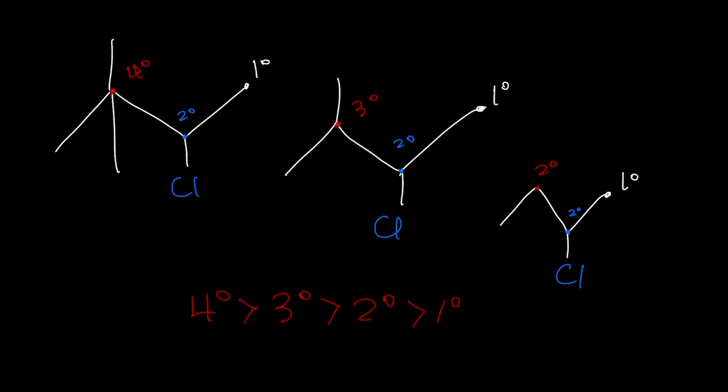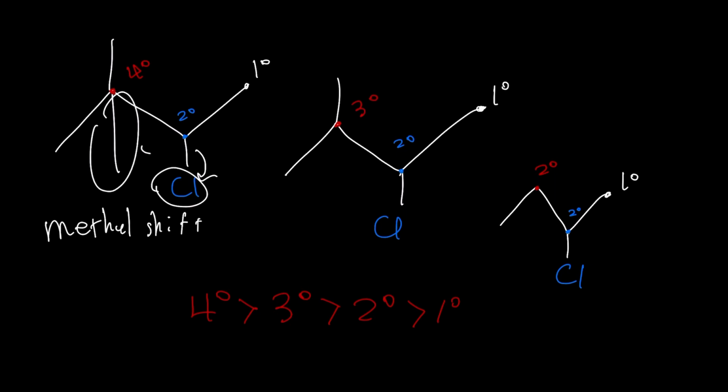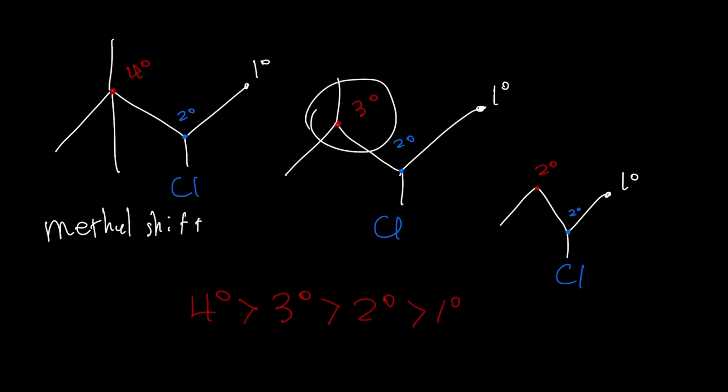So in the case that you have a quaternary carbon next to your alkyl halide, you're going to have a methyl shift, because once the chlorine leaves, a methyl is going to have to come in and replace it. But in the case that in tertiary carbon the methyl leaves, a hydrogen, which is invisible in this structure, is going to come in and replace the chlorine.